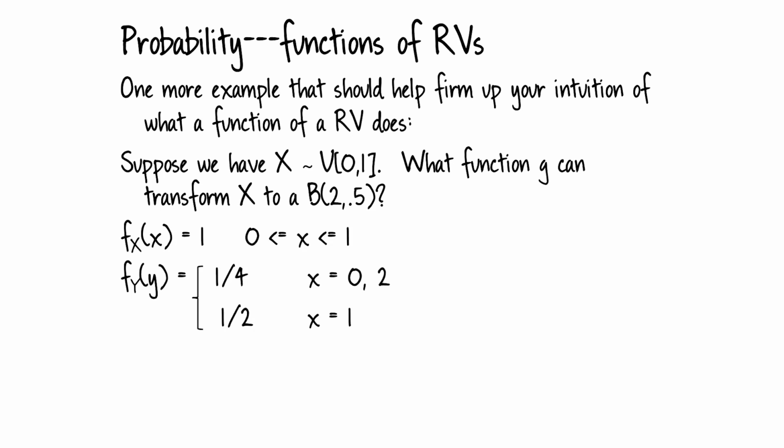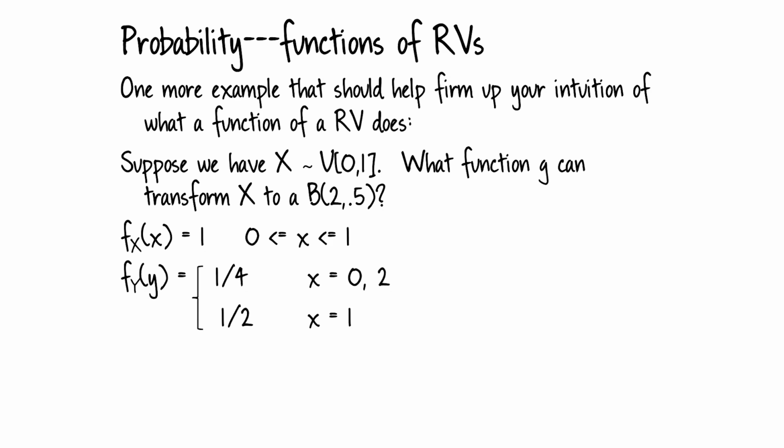Well, maybe I can give you a hint. The first thing to do that might be helpful is to write down what these PDFs look like. The PDF for a uniform 0, 1 random variable is just equal to 1 over the unit interval and 0 otherwise. And what does the PDF for a binomial 2, 0.5 random variable look like? Well, we can calculate it. You might be able to figure this out off the top of your head, but if not, you can go back and remind yourself what a binomial distribution looks like.